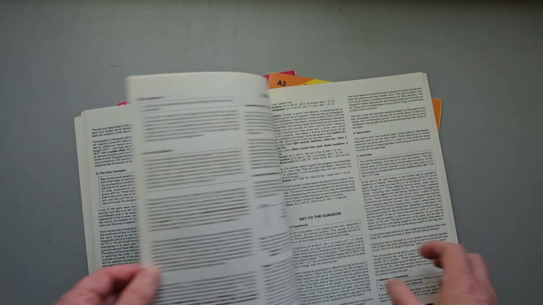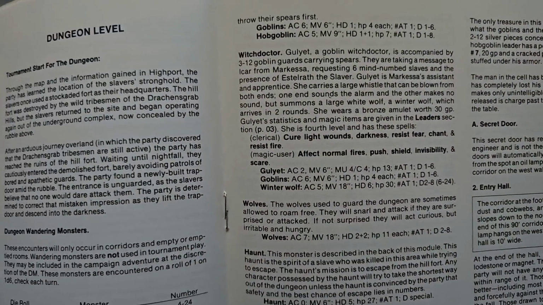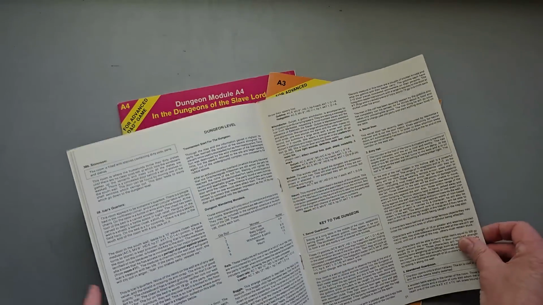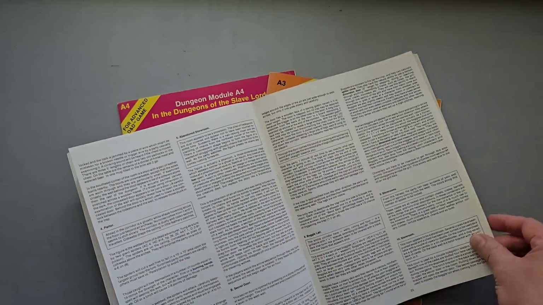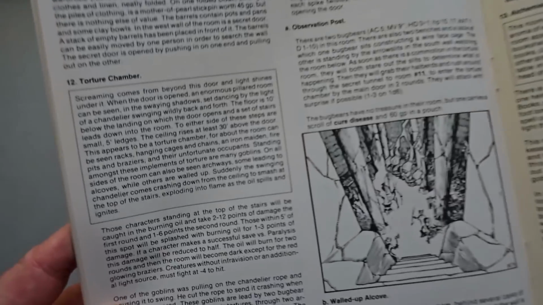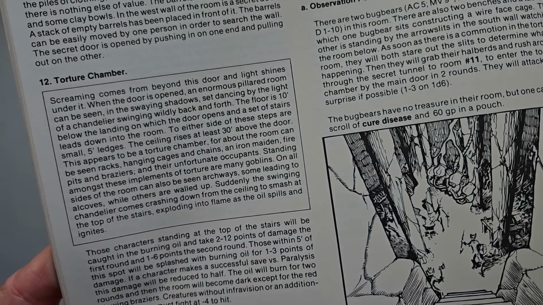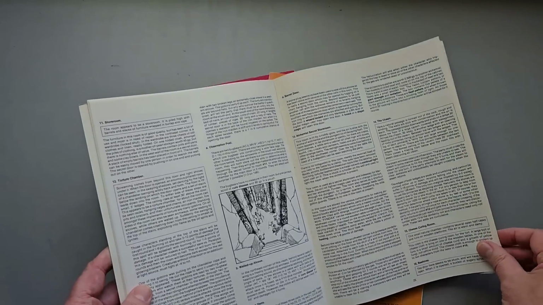I just wish that there were some illustrations for them. So here's the witch doctor. Here's Gouliette, and this is where it finally tells you that she is a goblin. And then you're going to see Marquesa come up later on. Now, here's the torture chamber, as I mentioned. Okay, screaming comes from beyond the door and light shines under it. The door is open. An enormous pillared room can be seen. Okay, so that's going to go on.